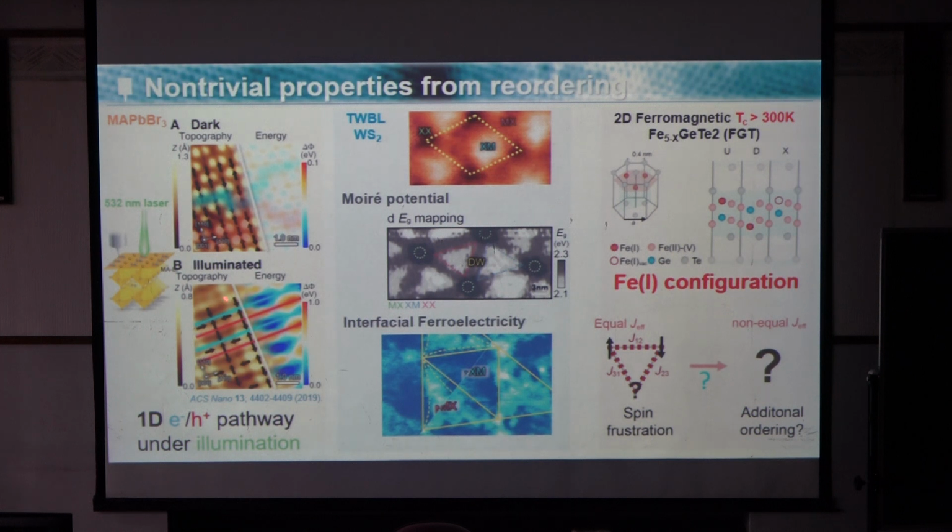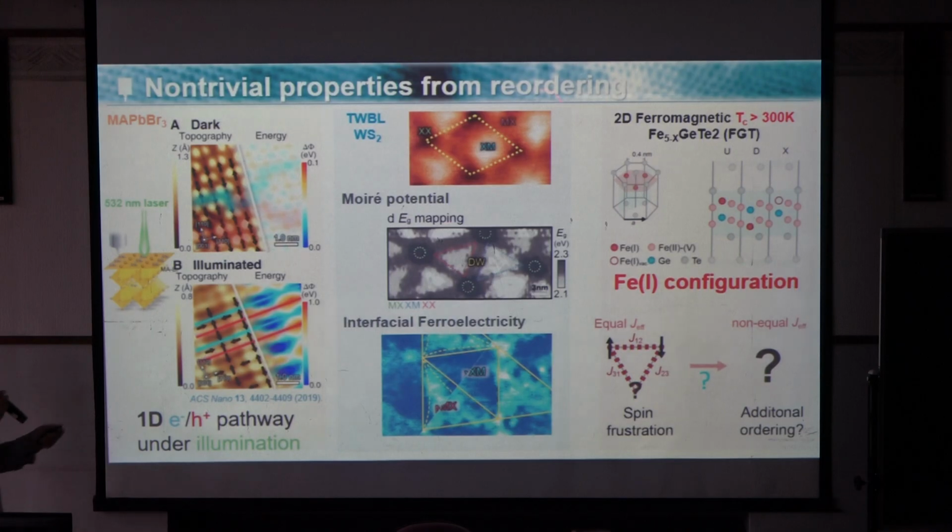So this is the brief conclusion for these two materials. For the perovskite solar cell, when we shine a light on the surface, you can see the formation of a new structural phase, and it's due to the reordering of the dipole in the material. This reordering also changes the surface potential into one-dimensional electron and hole pathways, and these pathways are considered to reduce the carrier recombination under illumination.